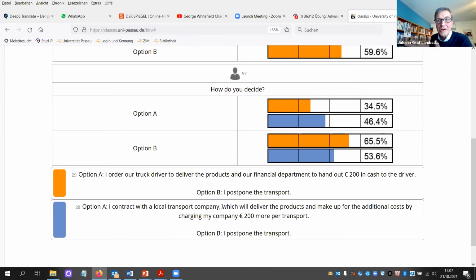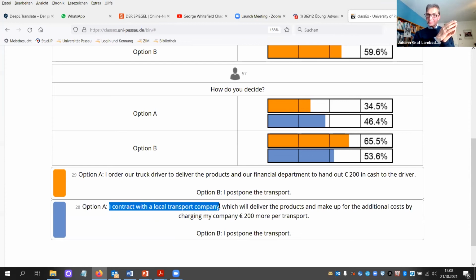And in fact, it's hard to tell whether postponing the transport is the right choice or option A is the right choice. So this dilemma is not about telling you what is right or wrong, but the dilemma tells you one thing, and that is a minor change can have a huge impact. And here the change is that with option A, I contract with a local transport company, which means you are no longer directly responsible. You're delegating to someone else.